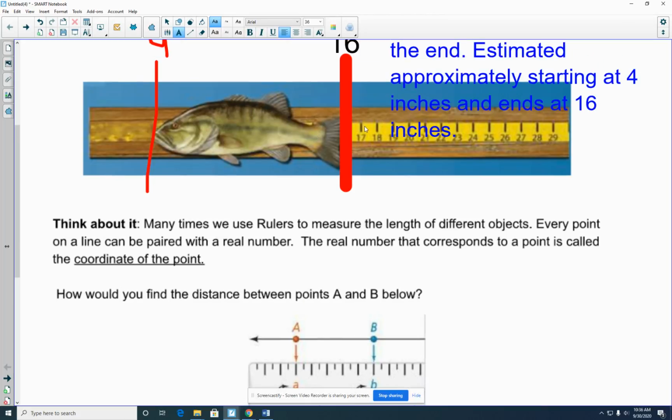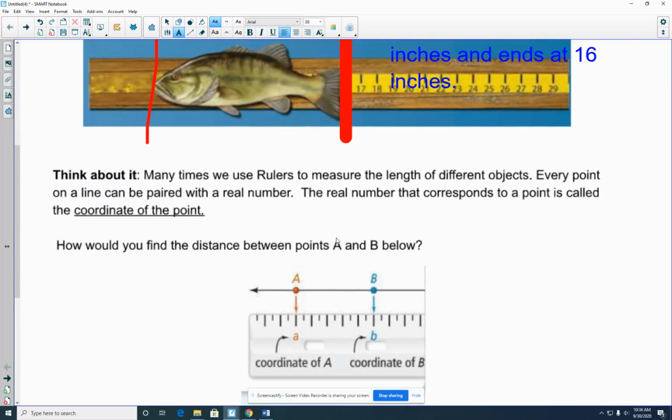On the ruler here, this would be 17 inches. So the point corresponds to this length of 17. The 17 is the coordinate of that point. Think about this: I have A and B. They're 2 points. They coordinate with the value at B and the value at A. So how could you find the distance between points A and B, here to here?